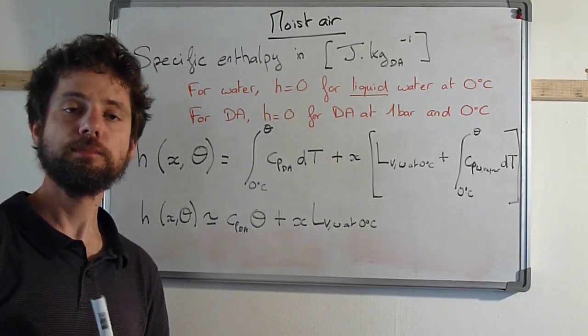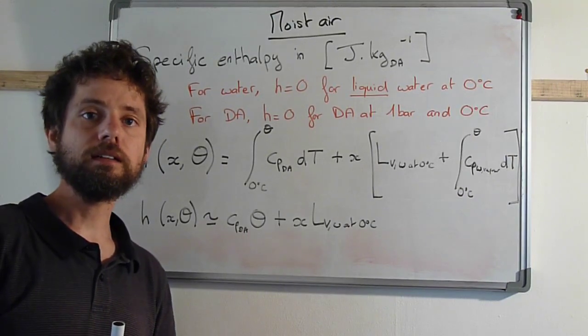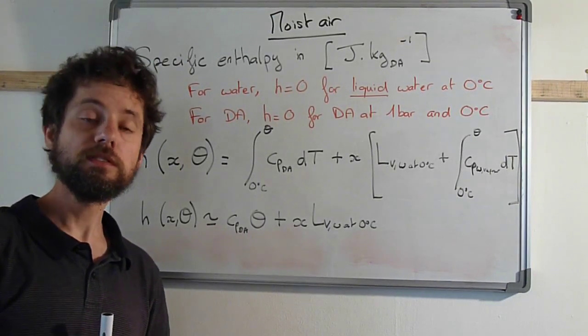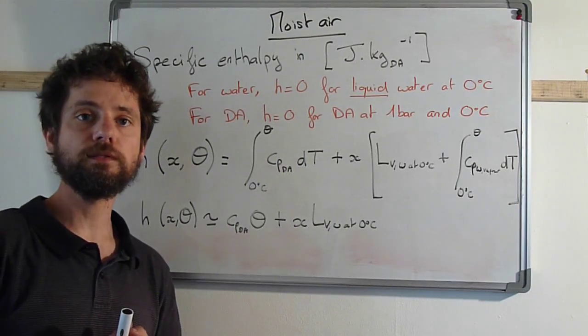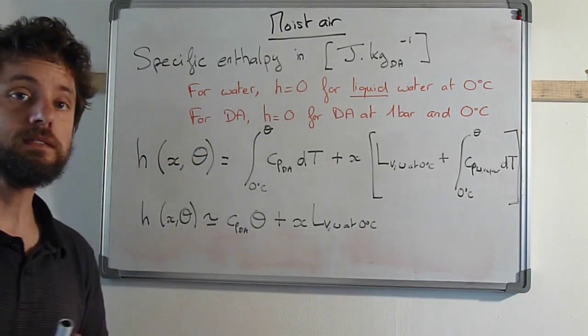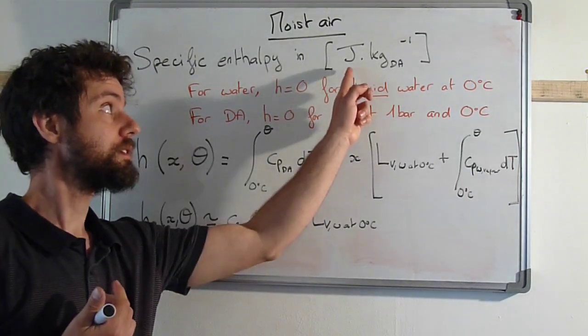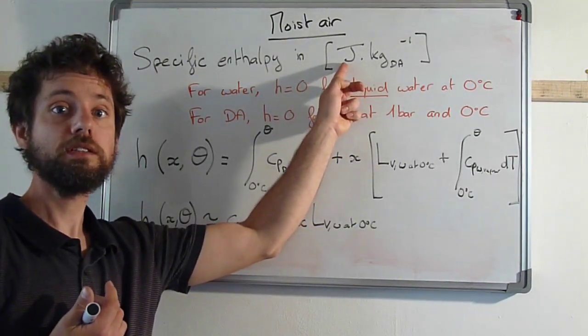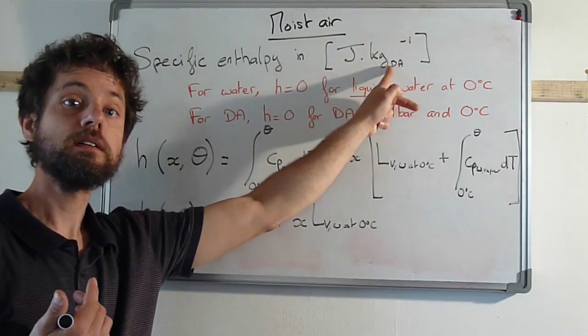Concerning the specific enthalpy of moist air. As for the moisture content, the reference of mass is the mass of dry air. So the unit of the specific enthalpy of moist air is a unit of energy, so joule or kilojoule, divided by the mass of dry air.